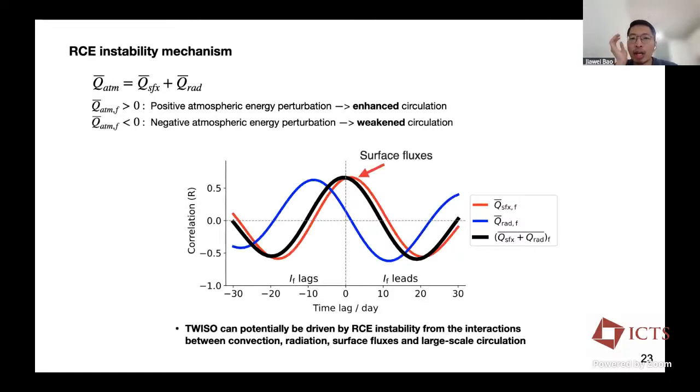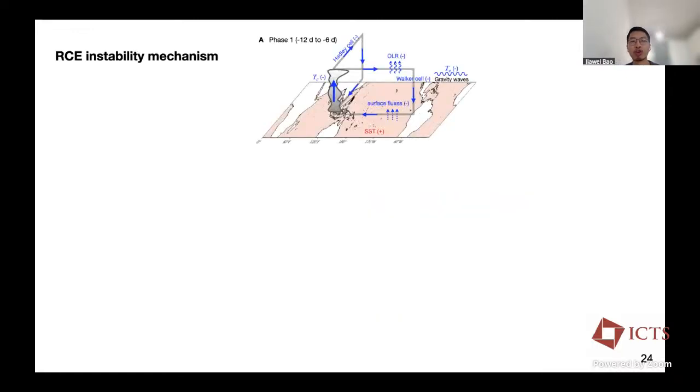We can further decompose the signal into the correlations with surface fluxes and radiation. What you see here is that the timing of the peak correlation is determined by the surface fluxes, whereas radiation correlates with a time lag. That means radiation supports the oscillation here, but doesn't determine the total energy signal, which is determined by the surface fluxes. So the TIFR can potentially be driven by the RC instability from the interactions between convection, radiation, surface fluxes, and large-scale circulation. Again, we try to explain this mechanism in four phases here.